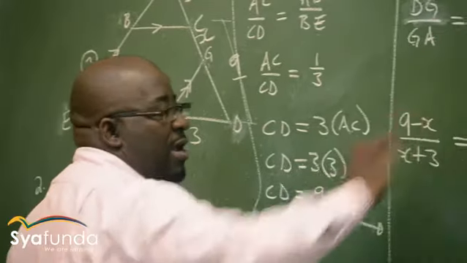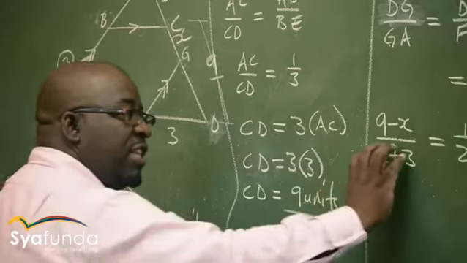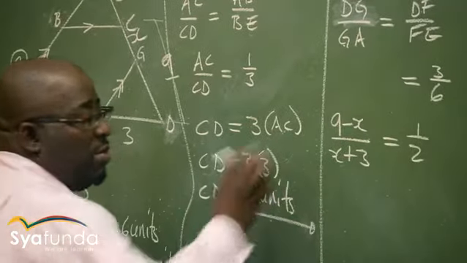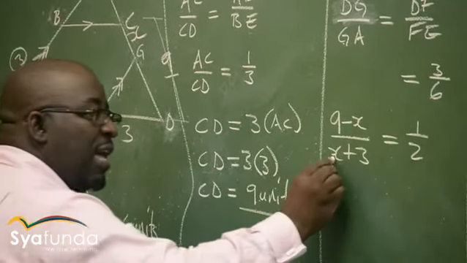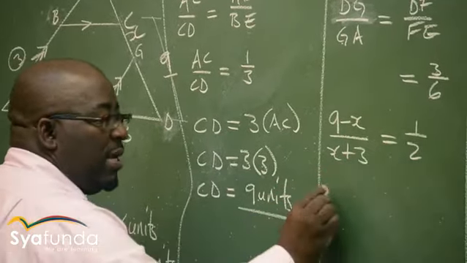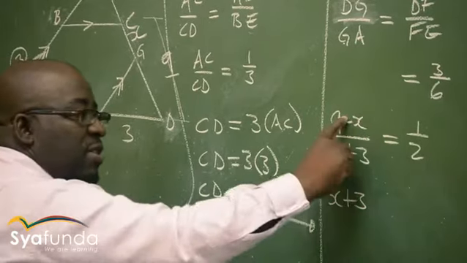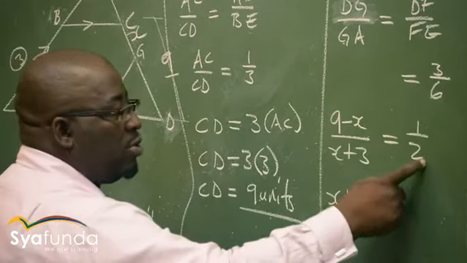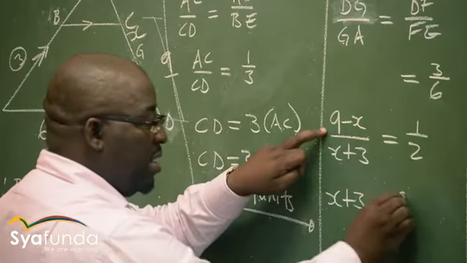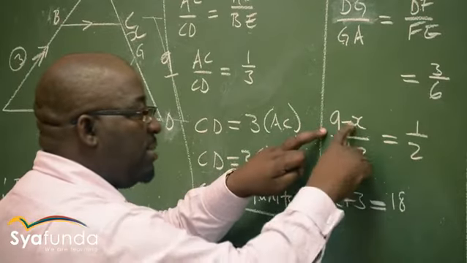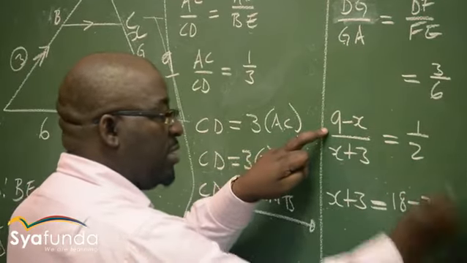Let's cross multiply. So what will I have here? This times that and this times that. Let's call it cross multiplying. So x plus 3 times 1 will be x plus 3. Then cross multiply this one. This will be 2 times 9, which is 18. 2 times minus x is minus 2x. That's what we have.